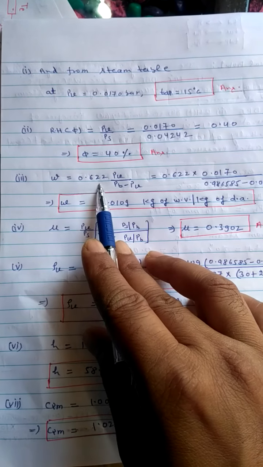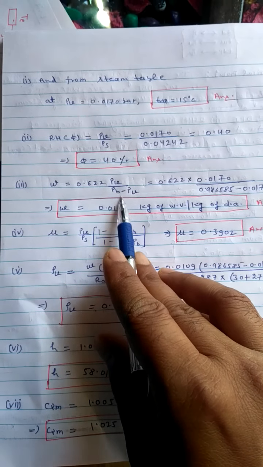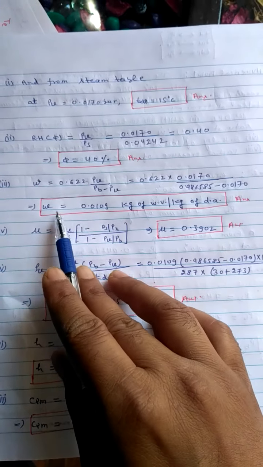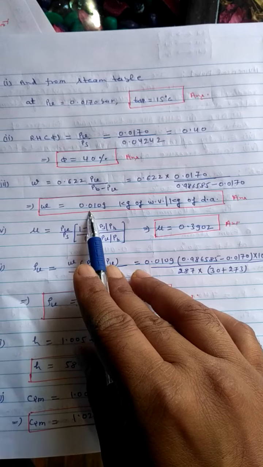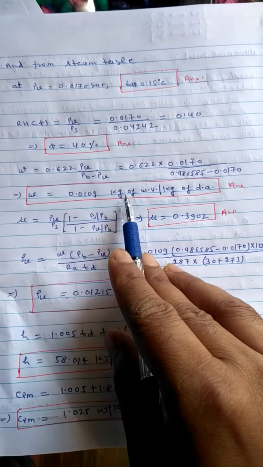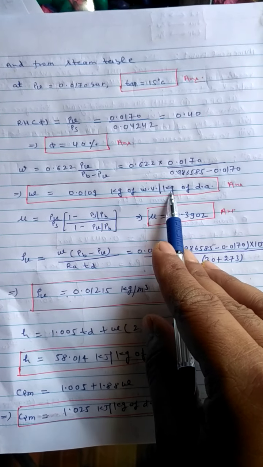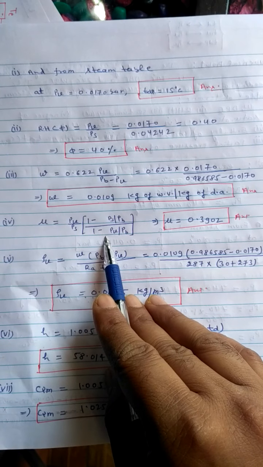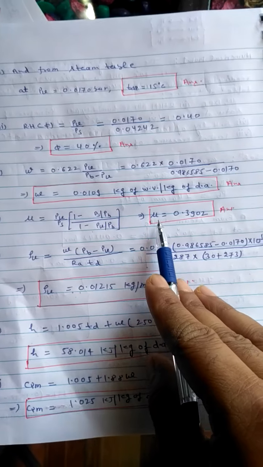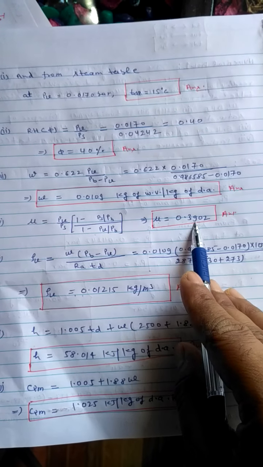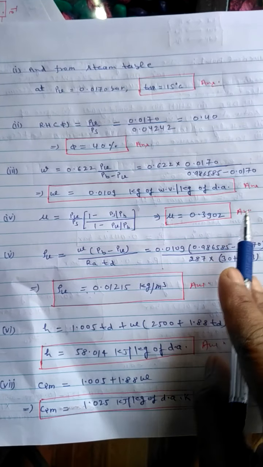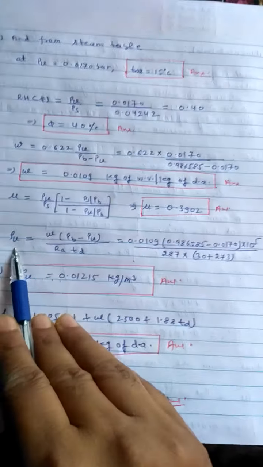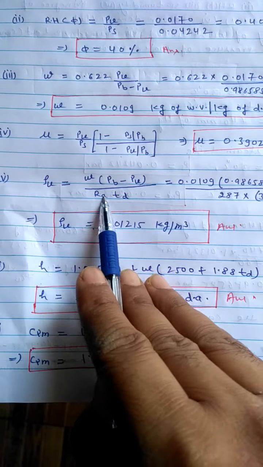And the specific humidity is 0.622 PV by PB minus PV. Put the value of PV and PB, we get the specific humidity omega equals 0.0109. The unit will be kg of water vapor per kg of dry air. And the degree of saturation, we have this formula. Put all these values, we have mu equals 0.3902.